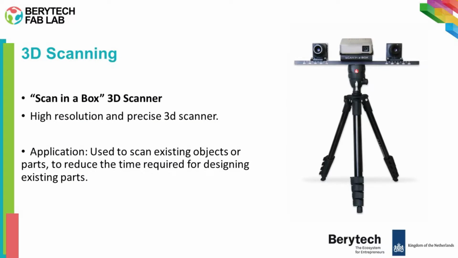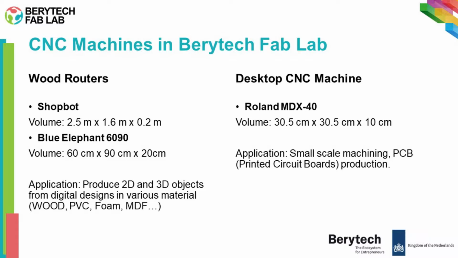The CNC machines, we have various scales of CNC machines. We have the ShopBot, which is mainly a 3-axis CNC machine. And by 3-axis, we mean just X, Y, and Z. And it's a big scale, 2.5 meters by 1.6 meters. And you can produce either any 2D pattern or 3D objects, but not as precise as the KUKA.